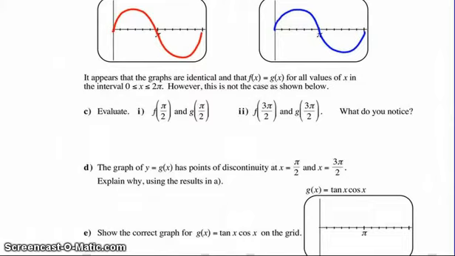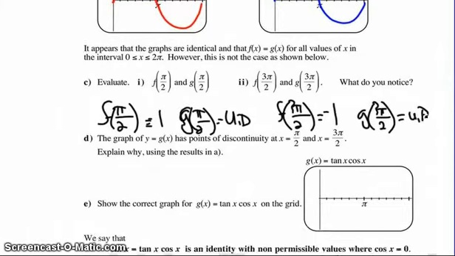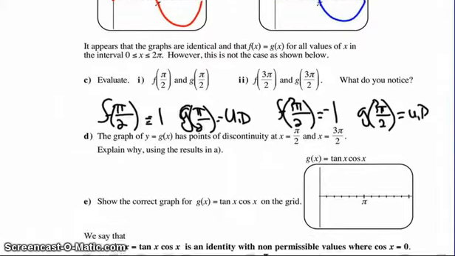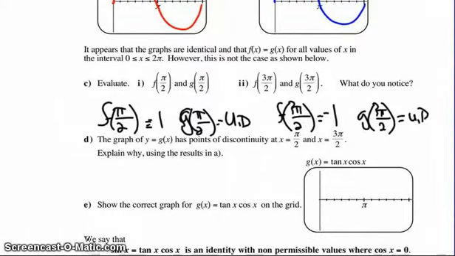So when you actually do the work, at pi over 2 and at 3 pi over 2, one of them is 1 and minus 1, but the other one is undefined. When you look closely, there are points of discontinuity at pi over 2 and at 3 pi over 2. The graph looks like this, but it's really not quite that way. There is a hole right here and a hole right here.